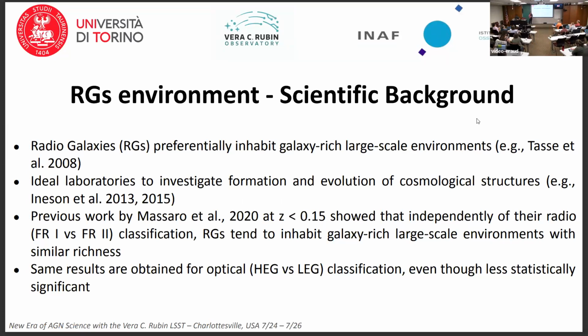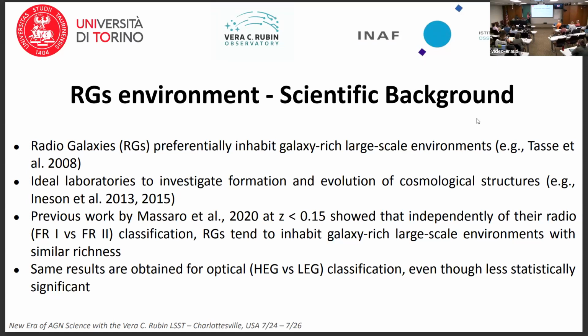The work that I've done is regarding the radio-galaxy environment, and I did this work with optical photometric data. So basically, I wanted to understand whether radio-galaxies inhabit galaxy-rich large-scale environments, and whether there are some differences between radio-galaxies classified differently. For example, if there are some differences between FR1s and FR2s, or between HEGs and LEGs.